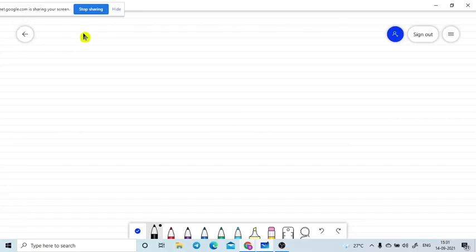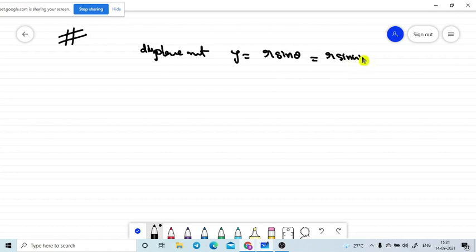Harmonic motion: y is equal to r sin theta. So the displacement y is equal to r sin theta, or another formula for this is r sin omega t. This is the formula we are having.